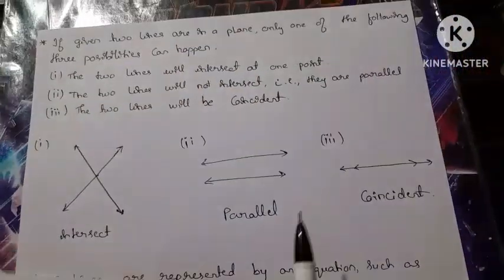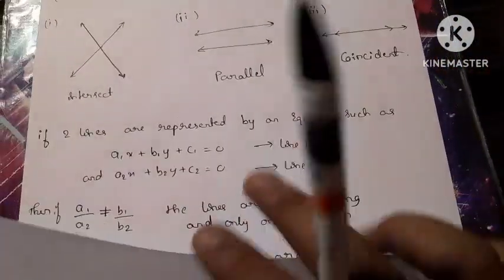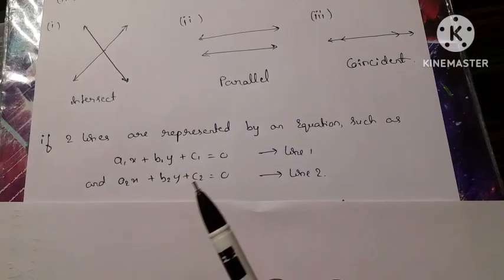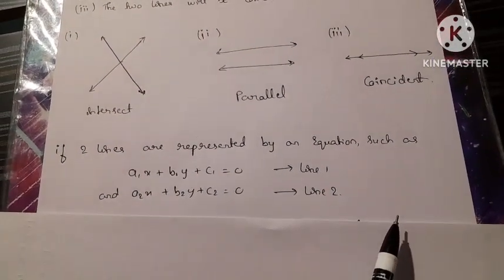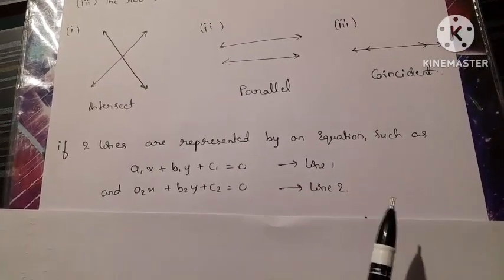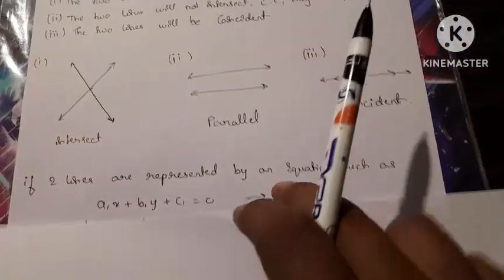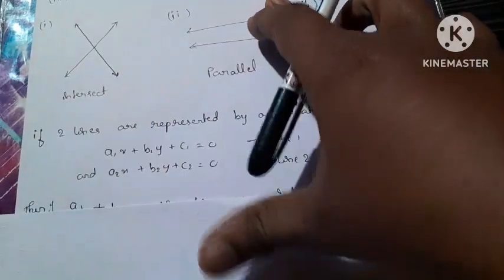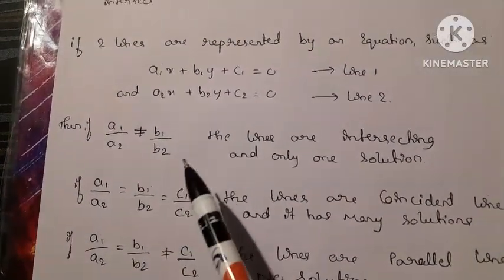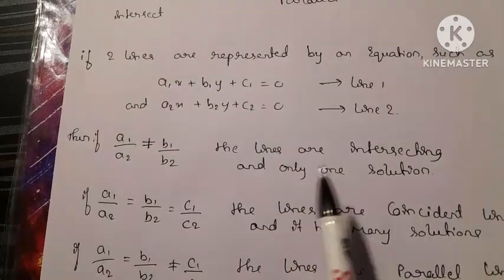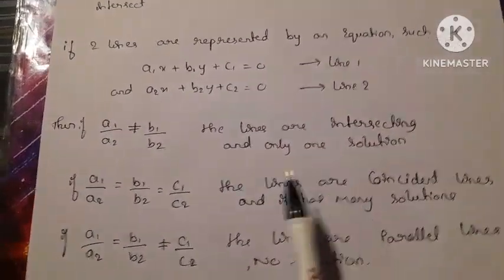So if two lines are represented by equations such as a1x plus b1y plus c1 equal to 0, this will be line 1, and a2x plus b2y plus c2 equal to 0, this will be line 2, then if a1 by a2 is not equal to b1 by b2, we can say that the lines are intersecting and there is only one solution which we get.